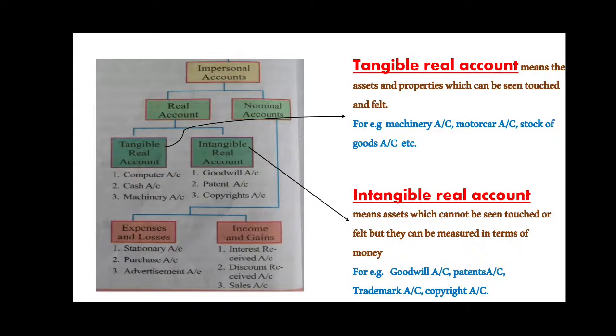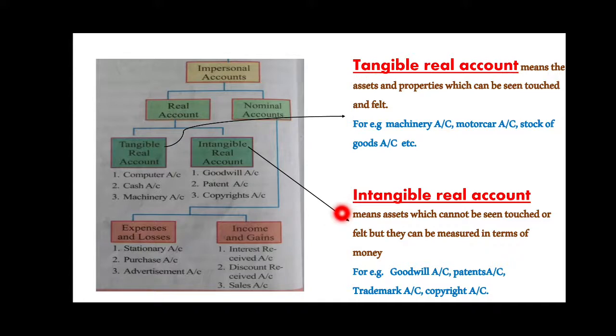Impersonal account is divided into two parts: real account and nominal account. What is a real account? This account represents the assets and properties owned by the business. So a real account is the account related to assets and properties. Real account is further classified into tangible real and intangible real account. What is a tangible real account? Tangible real account means the assets or properties which can be seen, touched or felt. For example, machinery account, motor car account, stock of goods account, etc.